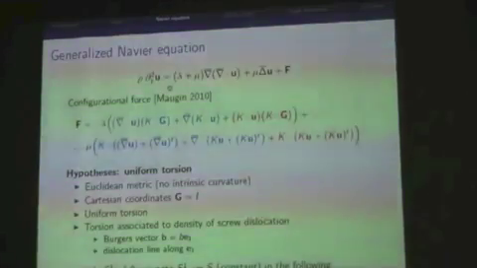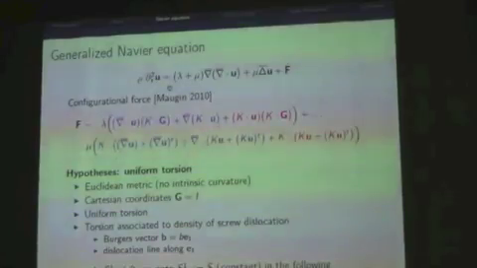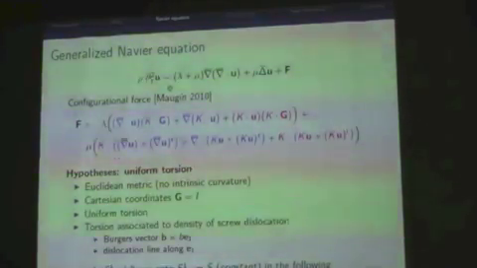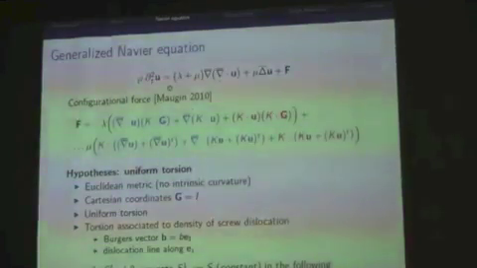So this pitch color force is too complicated, and so I will simplify the hypothesis. I will suppose that the medium is Euclidean in the reference situation, that we have a Cartesian coordinate, that we have a uniform torsion, and even with all these things it's too complicated. So I will introduce an idea that I have only one type of torsion which is related to a uniform density of screw dislocation.